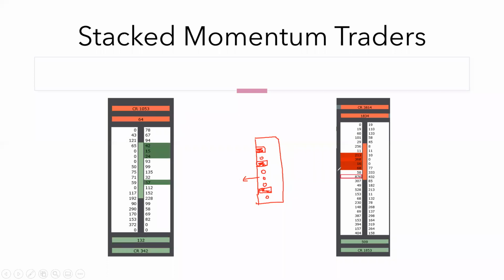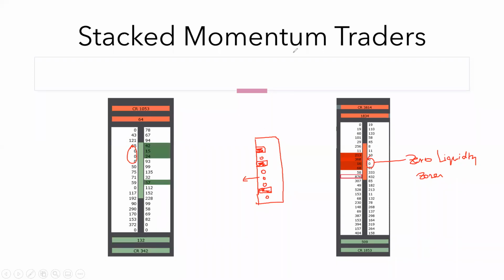Those zeros over here, we call this a zero liquidity zone, where no traders have been present. Of course, there are a lot of zeros over here. So we call this zero liquidity zones.